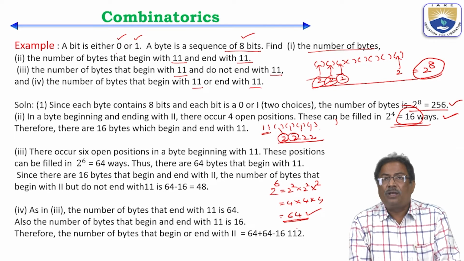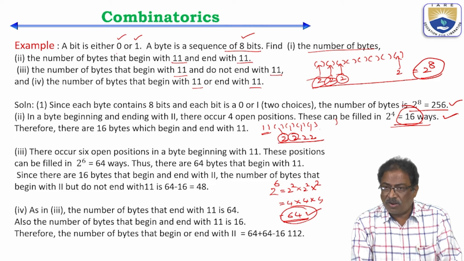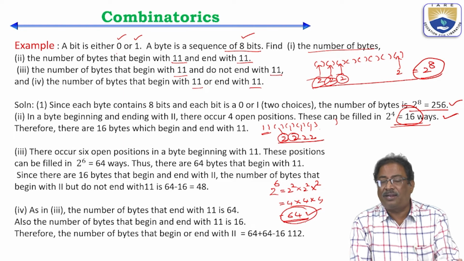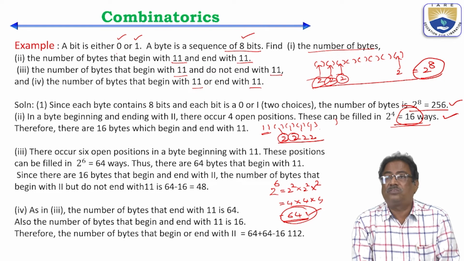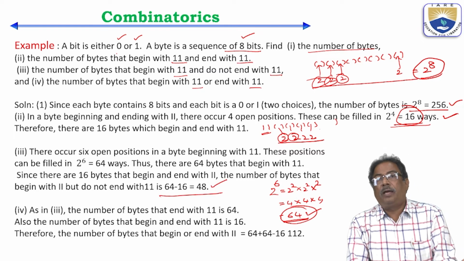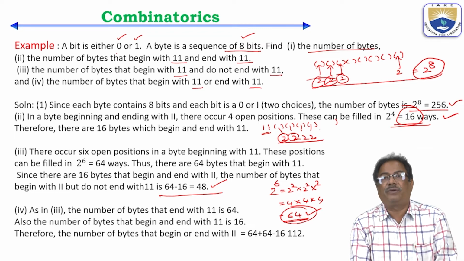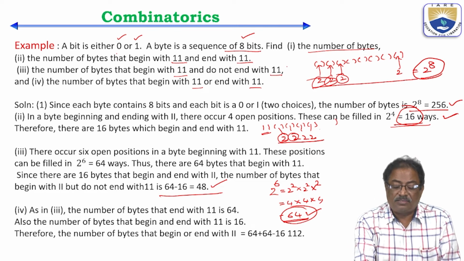So I am going to remove those 16 bytes from this. Subsequently, we get only the bytes beginning with 11 that do not end with 11. Here, the 64 are bytes beginning with 11, and of course some end with 11 and some do not end with 11. Both are there, so I am just removing the 16 possible bytes. Subsequently, I am going to get only 48 bytes beginning with 11 and not ending with 11. So this is the third one.